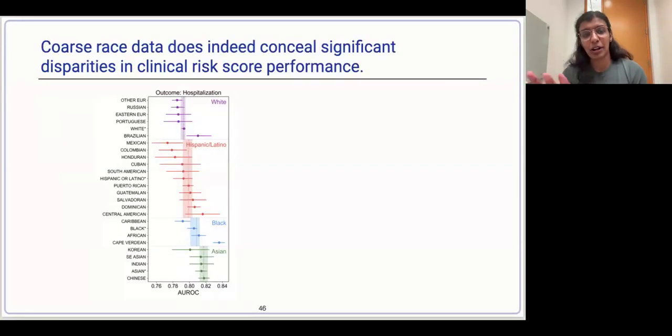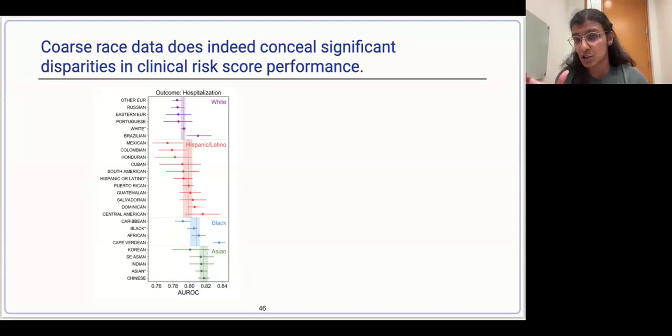And I think that the short headline from our results is that we find that coarse race data does indeed conceal significant disparities in clinical risk score performance. So here what I'm doing is I'm plotting the AUC for each coarse race group in a different color, that's the shaded line across each of these groups, and the AUC for each granular race group with different dots. And each of these points shows the median performance and 95% confidence intervals for granular group AUCs across 1,000 runs.